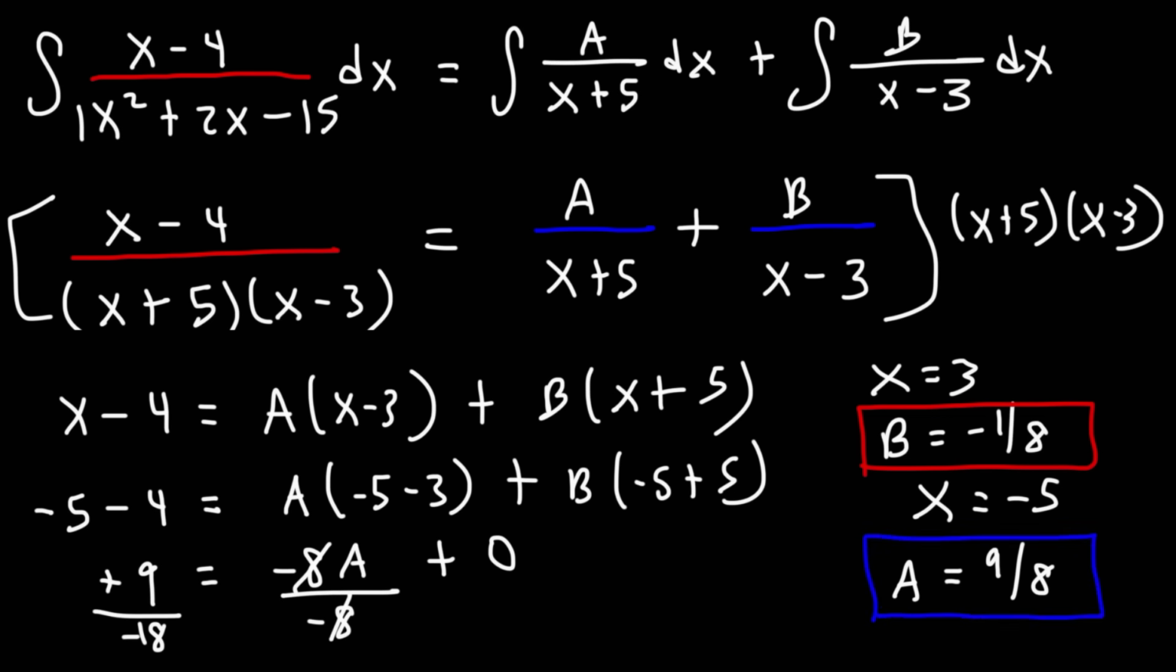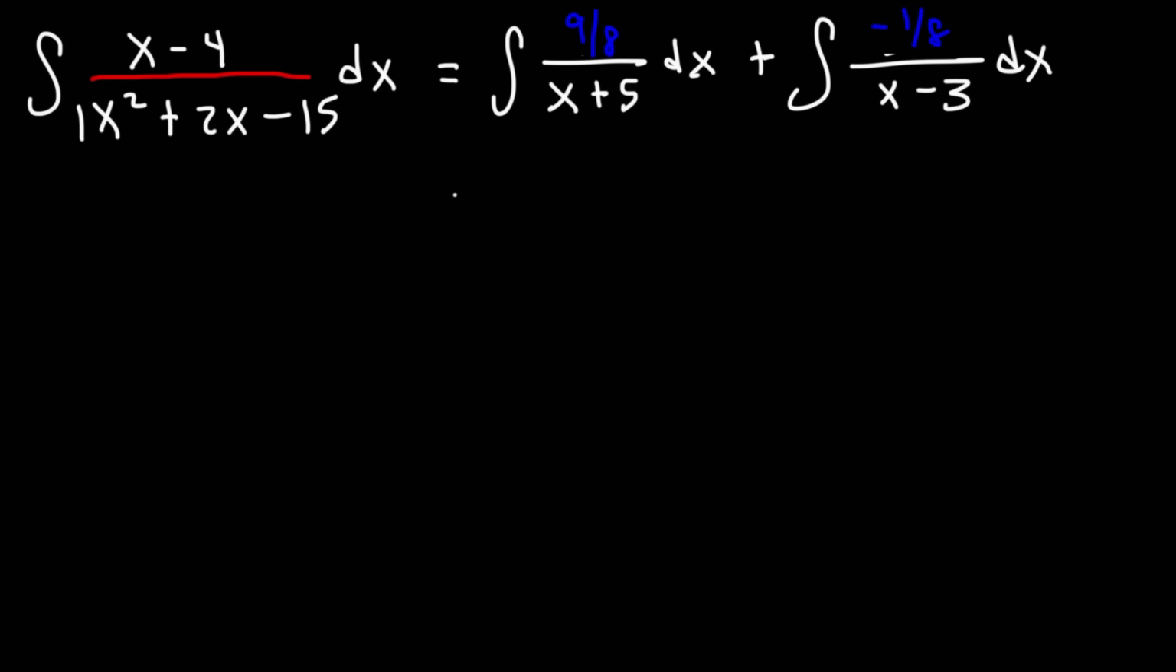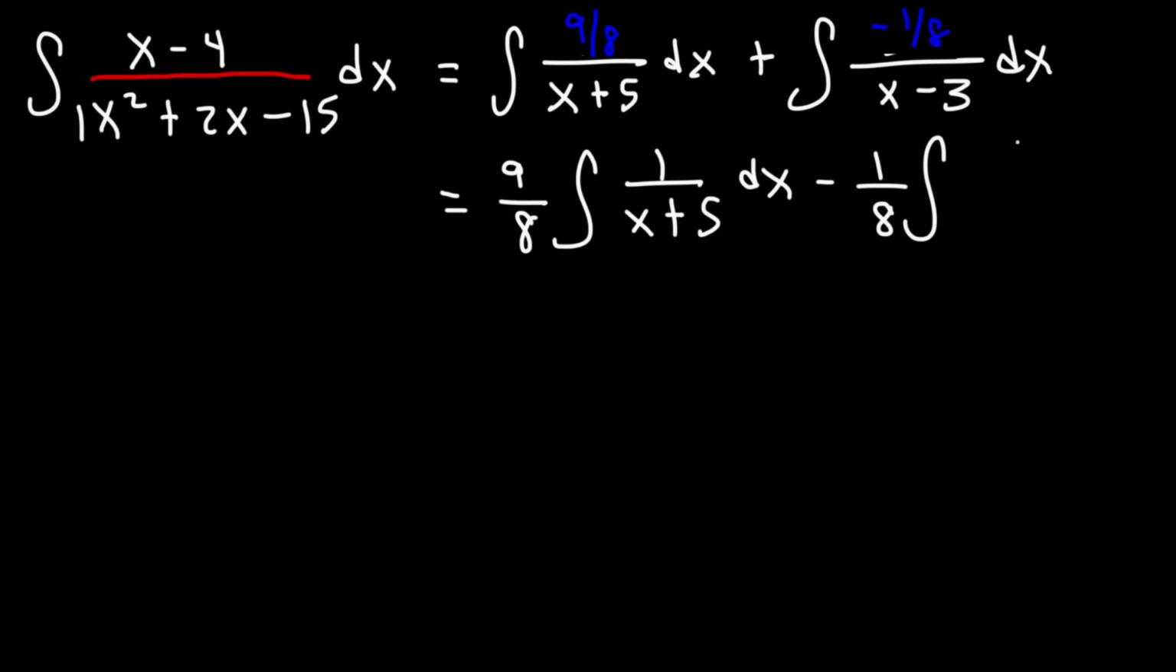So now that we have the values of a and b, we can go ahead and plug it into the original expression. So this becomes 9 over 8. And this is going to be negative 1 over 8. So we can rewrite this as 9 over 8 times the integral of 1 over x plus 5 dx, and then minus 1 over 8 times the integral of 1 over x minus 3 dx.